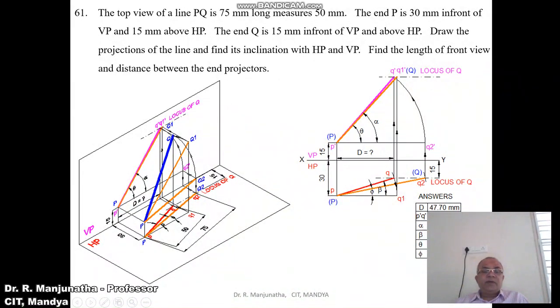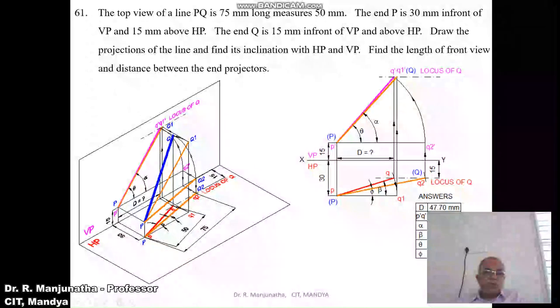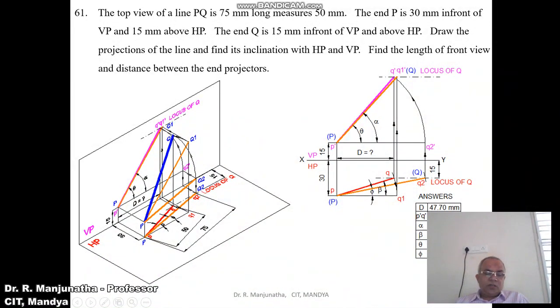Similarly, you know the true length is 75 mm long. So with P as center, cut an arc on the locus of Q to get Q2. So join P and Q2, and you are going to get the true length. Once you know this true length in the horizontal plane, it is above HP by 15 mm, P, capital P, and capital Q2 is also above HP by 15 mm. So now we got this line.